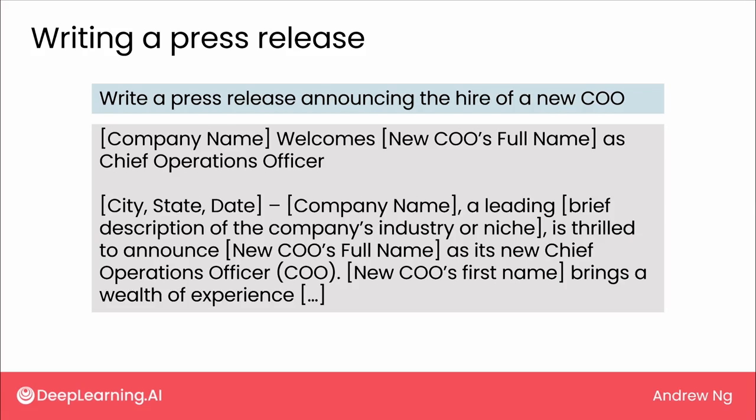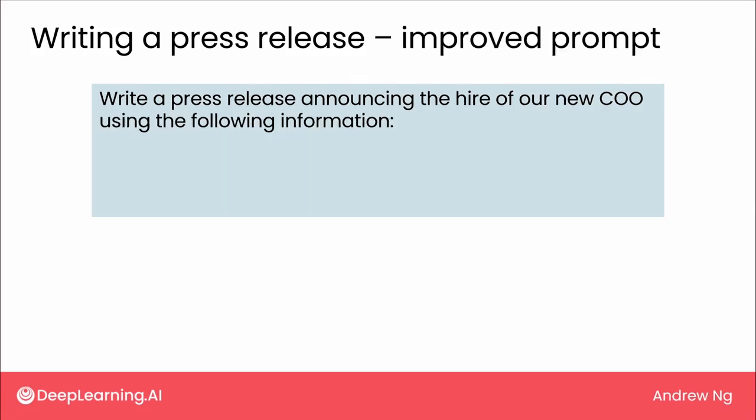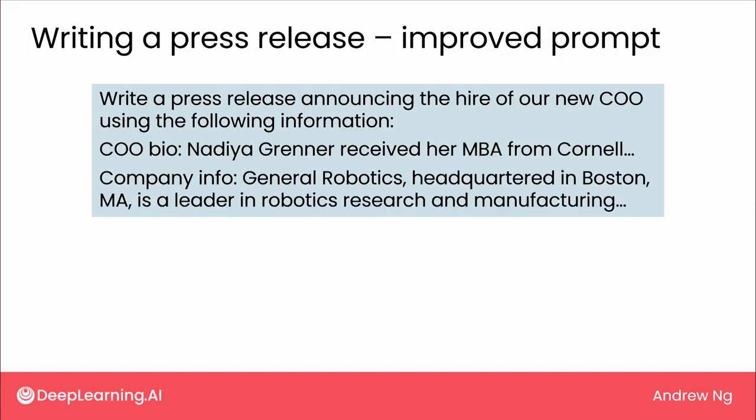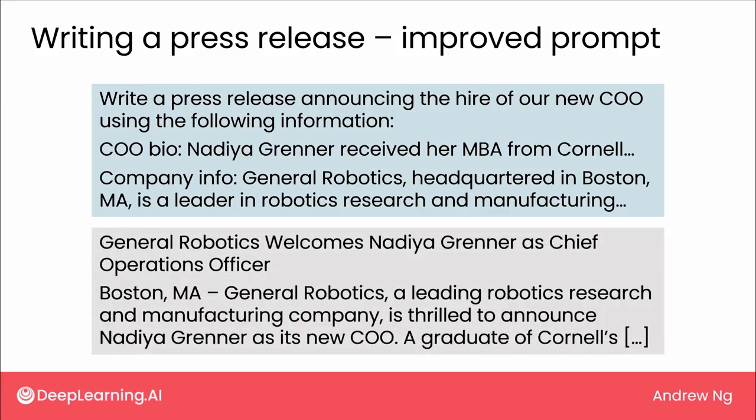If you end up prompting a large language model like this, it's not a problem. You may realize that you wound up with a very generic press release and decide to update the prompt to give it more information. And so if you were to prompt it and say, use the following information for the press release. This is a COO bio. This is the name of our company and some details about our company. Then it will write a much more detailed and insightful press release specific to the COO joining this company.